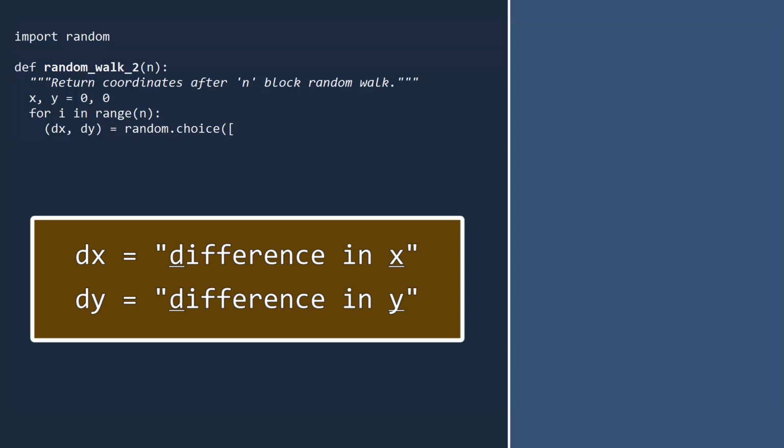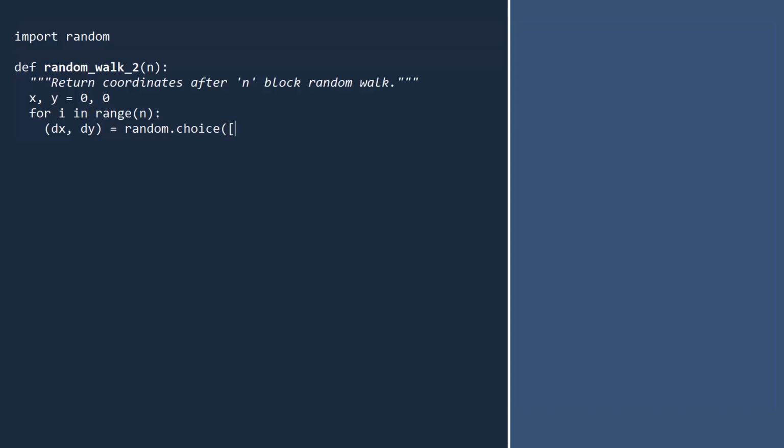We use dx and dy as abbreviations for difference in x and difference in y. Now we randomly choose a direction. If north is chosen, the x coordinate does not change, but the y coordinate increases by 1. If south is chosen, x is again unchanged, and y decreases by 1. For east, x increases by 1, and y is unchanged. And finally, for west, we subtract 1 from x and leave y unchanged.